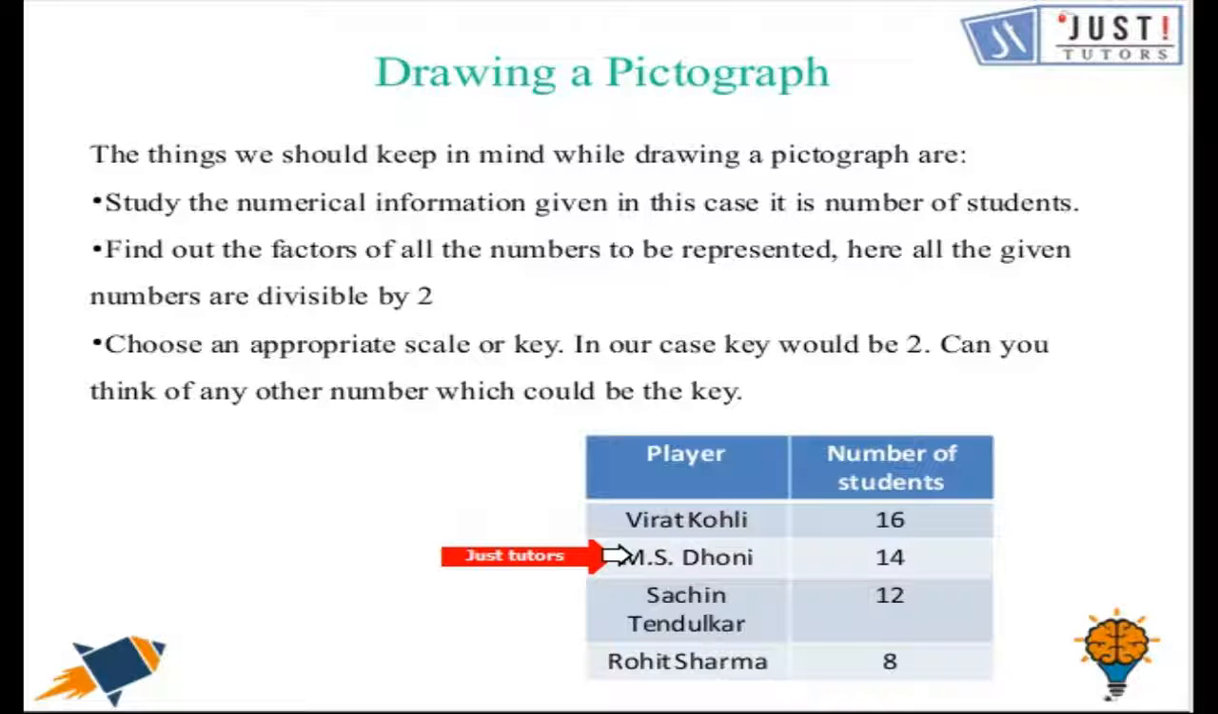The next step is to find out the factors of all the numbers. So think of a common factor for 8, 12, 14 and 16. So we can say that all the given numbers are divisible by 2. So a common factor would be 2. And that could be our key in this case. So now there comes a question, can we think of any other number which could be the key? Well, the answer is no, because 1 and 2 are the only common factors for the given set of numbers.